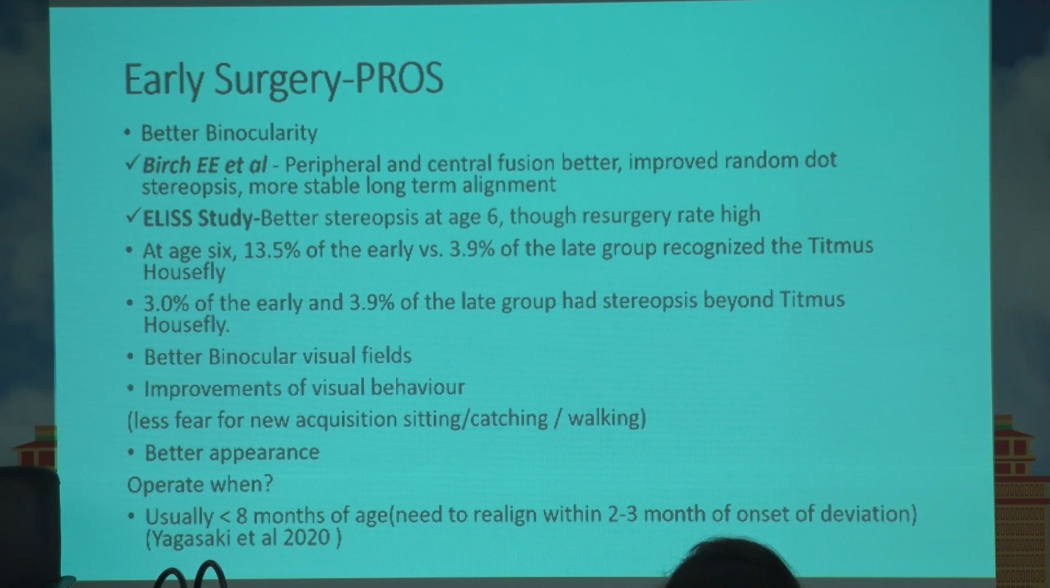Better binocularity, better binocular visual fields, and all this together would help in developing a better visual behavior of the child, which will help in acquiring all those motor skills also, which are closely linked to his visual behavior. And a better cosmetic appearance always along with that. So usually the trend now, for all the proponents of early surgery, is to operate within the good framework of 6 to 12 months of age, preferably before 8 months of age.